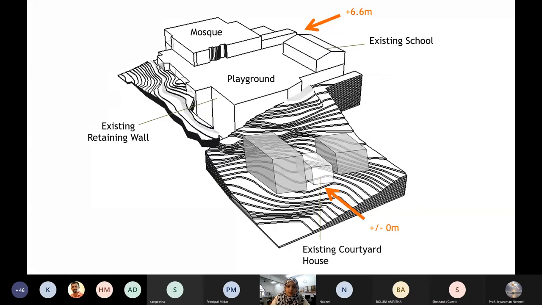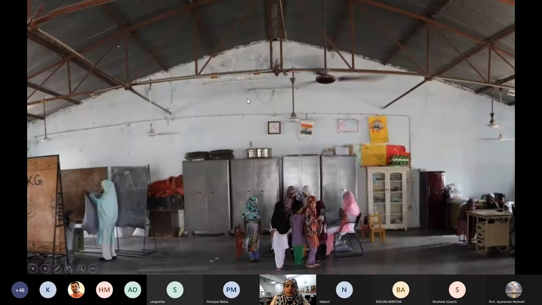This is the existing one. You have the courtyard house below among other houses, and then you climb up and you have the existing school and the playground, which is like a box of soil. This is the inside of that existing school.